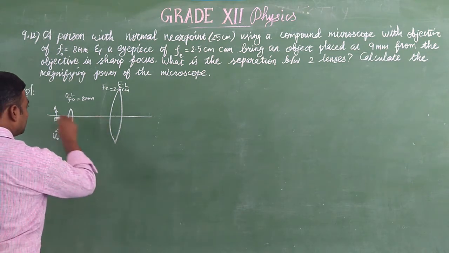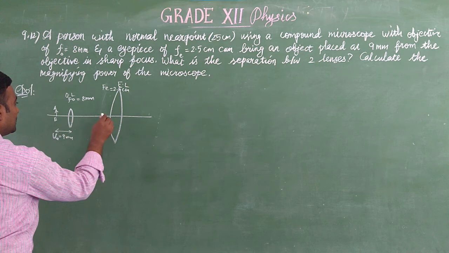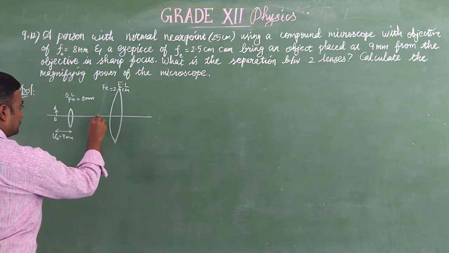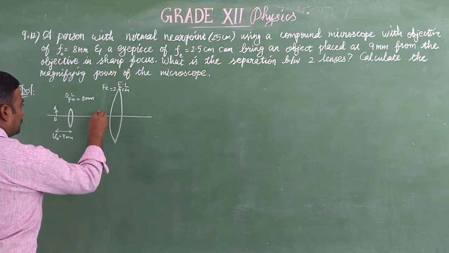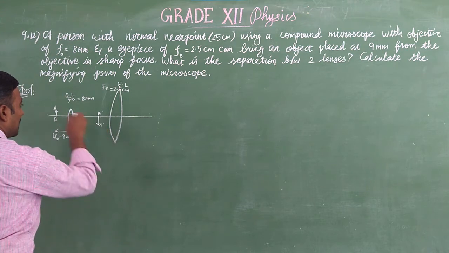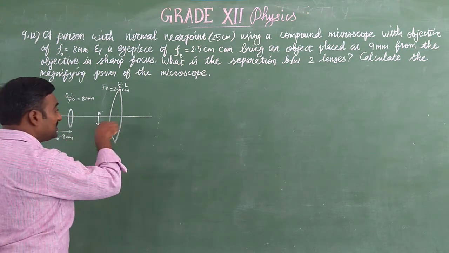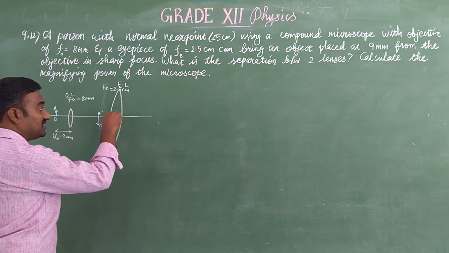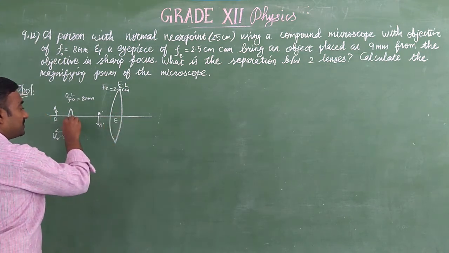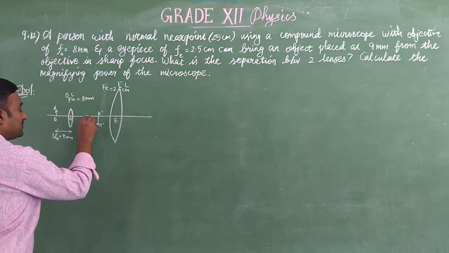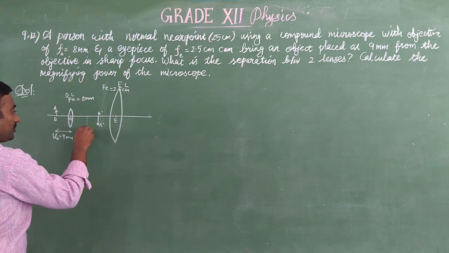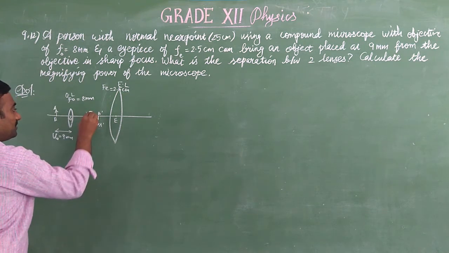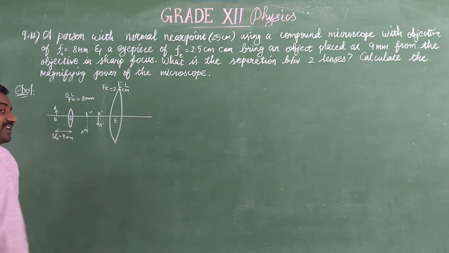First, the image formed by the objective lens is here. B dash A dash is the image formed by the objective lens, and this image serves as the object for the eye lens. Then again the final image is formed here, at the normal near point. So B double dash A double dash is the final image.